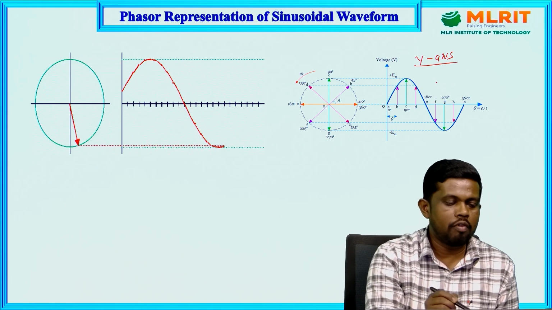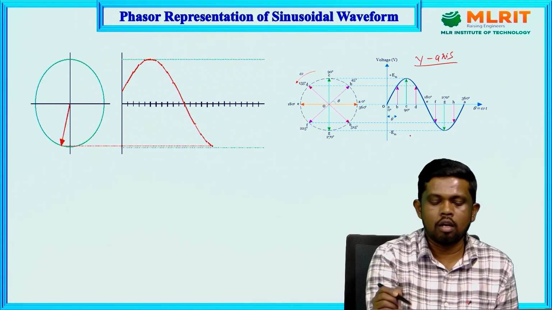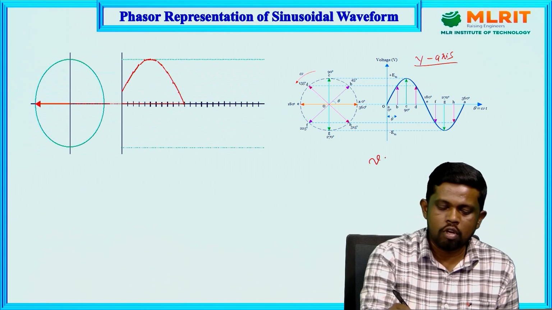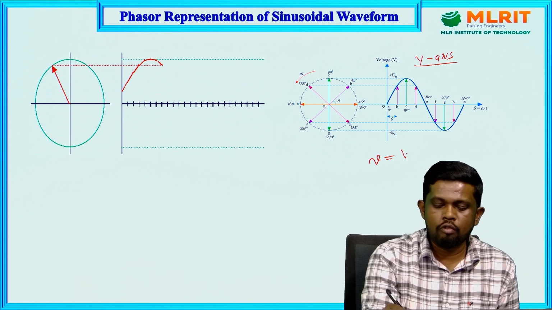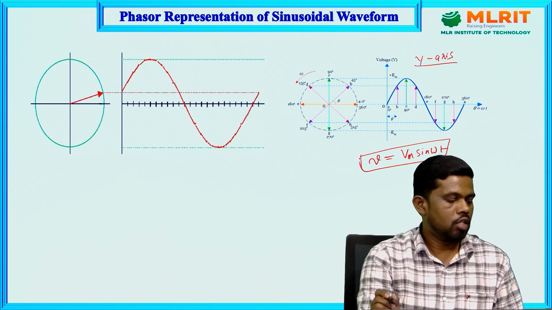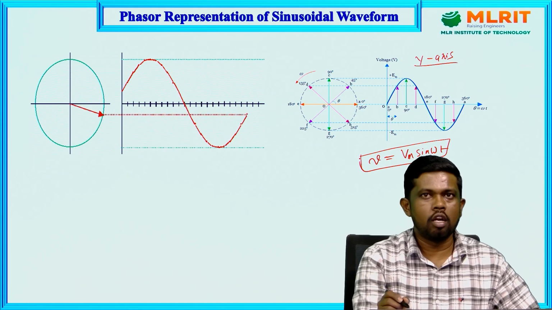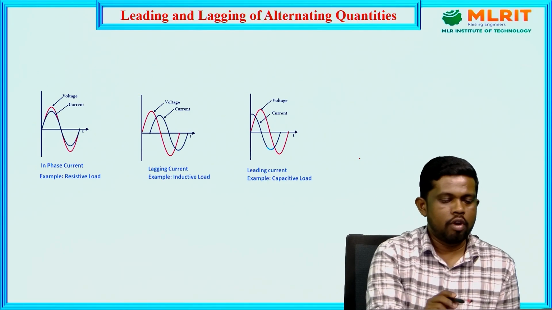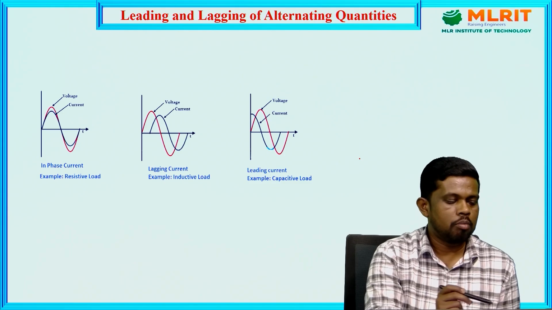The rotation of the vector in the complex plane represents the sinusoidal waveform. This value we would write as v equal to Vm sin omega t. This is the standard notation of this sinusoidal waveform, and this is the phasor representation of the simple sinusoidal waveform. After that we need to discuss the different leading and lagging concepts of the different alternating quantities.